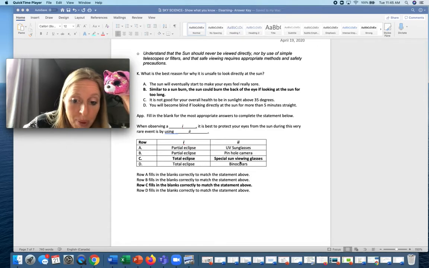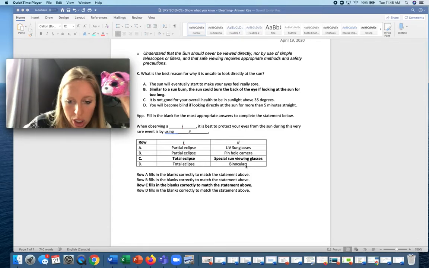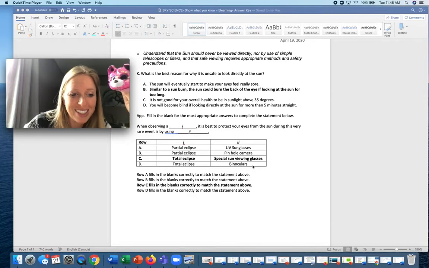And then total eclipse, okay, but binoculars, we would not use binoculars. Those would magnify the rays of the sun like Galileo did with his telescope, and you would burn your eyes. So Sparky would definitely not do that.